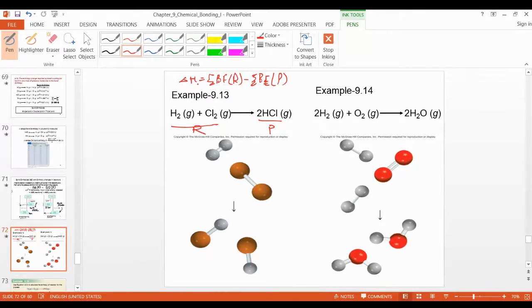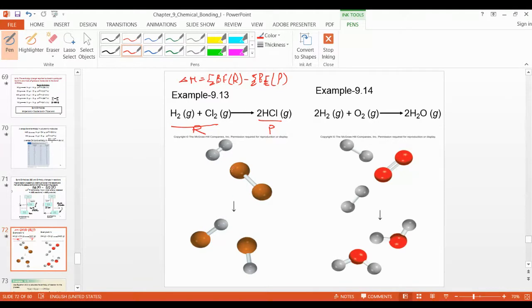What formula did I tell you in the previous slide? What is the formula to determine the total enthalpy of the reaction? Tell me now. Total energy input minus total energy release. Yeah. So whatever energy you require is to break down the reactant. So that is the energy of the reactant minus the energy of the product. This is the formula.